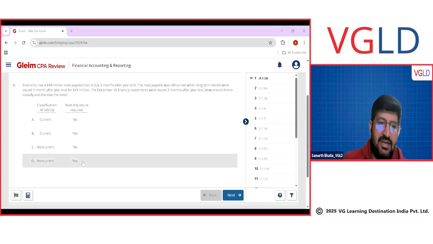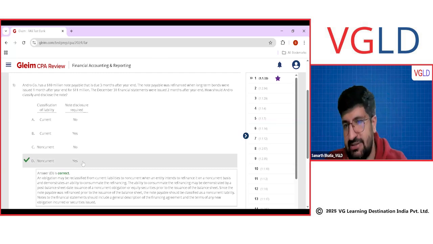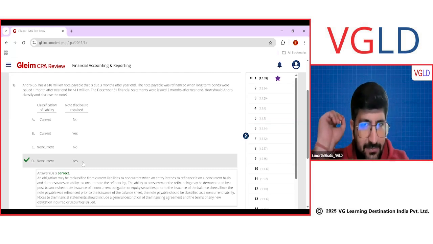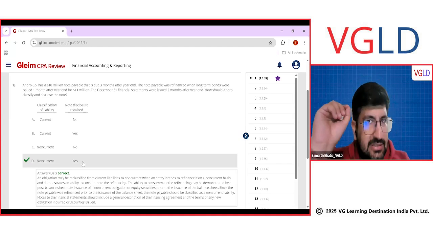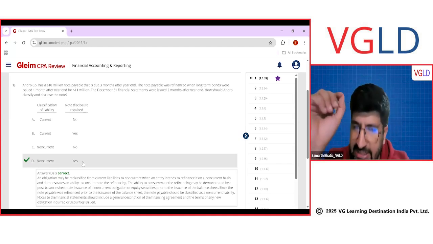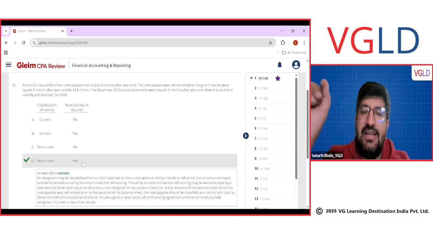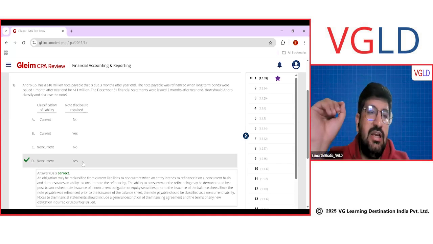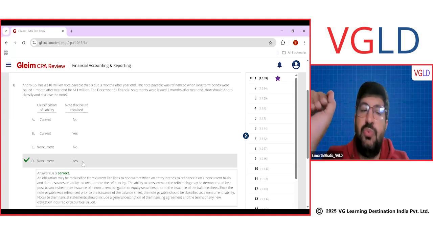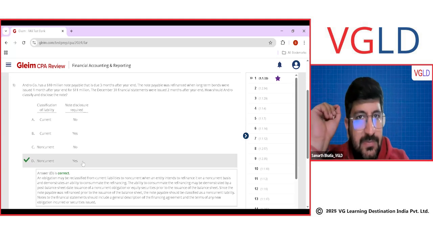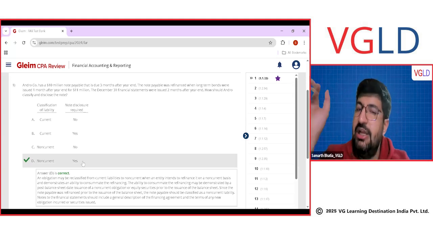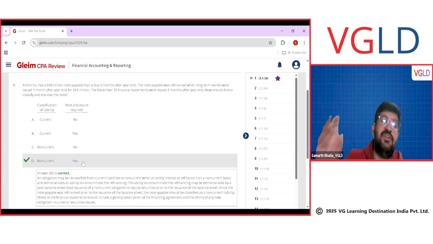Okay, then first we are trying option D. Absolutely correct answer. So why is it D, first of all? It's clearly given that the notes payable is due in 3 months. But these notes were refinanced when the long-term bonds were issued, 1 month after the year end for $11 million. So we are saying that this $10 million will be refinanced through the long-term bonds.